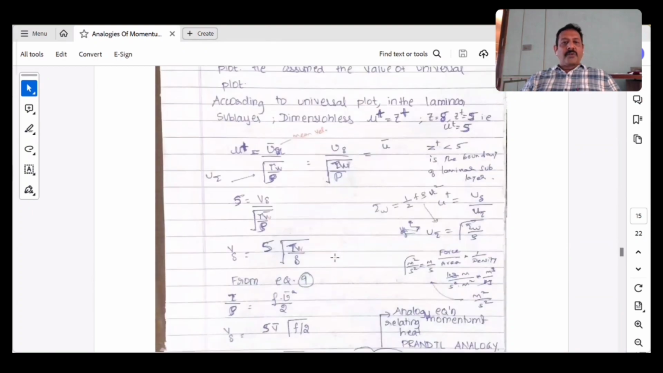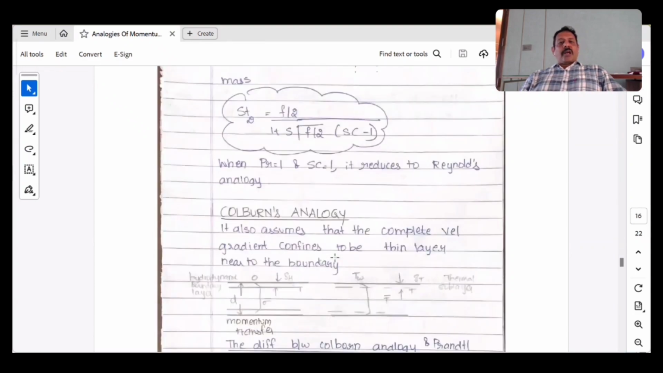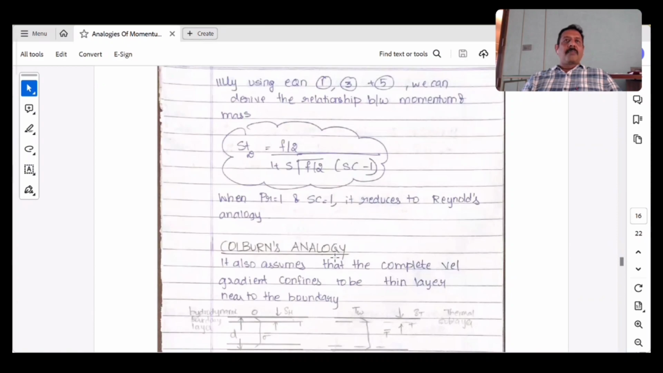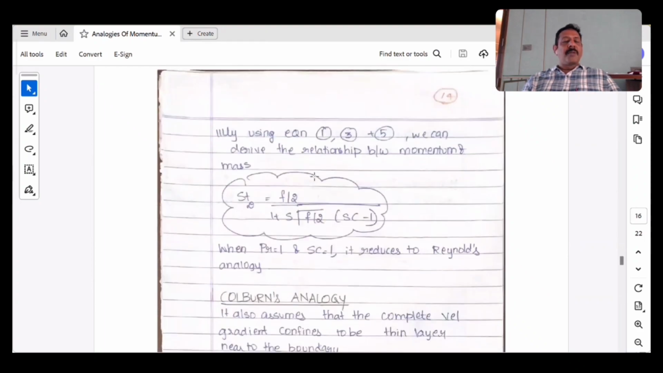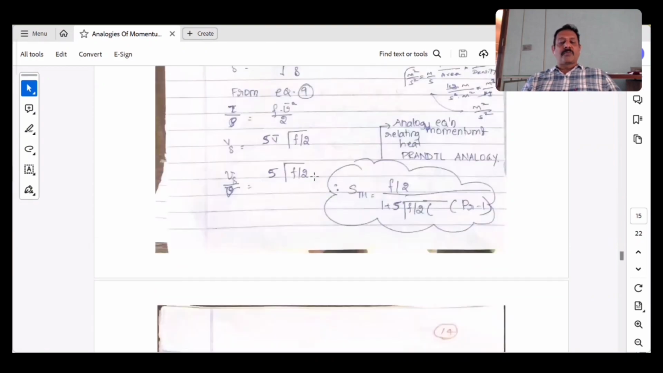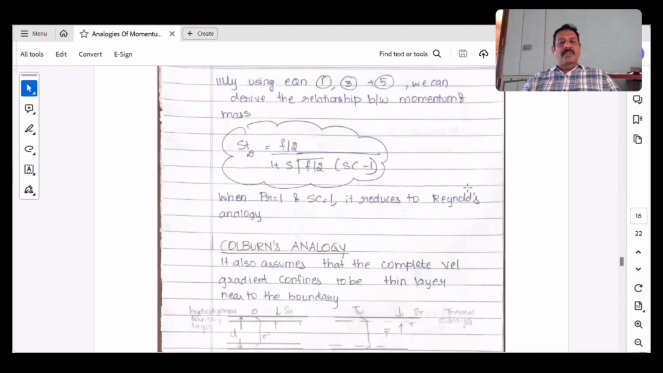Similarly, if you equate momentum with mass, I get Stanton number for mass, STD, is equal to f by 2 divided by 1 plus 5 root of f by 2 into Schmidt number minus 1. Instead of Prandtl number minus 1, here it is Schmidt number minus 1. For Stanton number for mass, f by 2 comes, 1 plus 5 root of f by 2, and instead of Prandtl number, Schmidt number Sc minus 1.